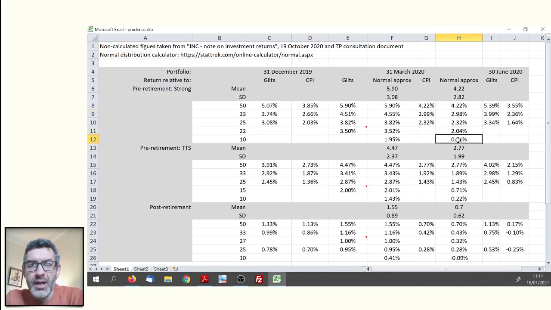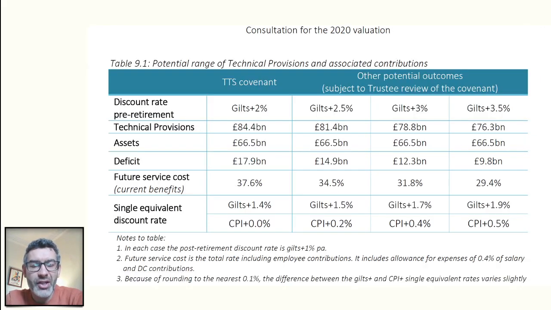Okay, now, the first thing I want to go back to is one of the first things I showed you. Let me get the slide back up, which was on a tending to strong covenant case. USS are saying that the discount rate they're using is equivalent to CPI plus 0% and gilts plus 1.4%. Okay, but in particular, it's equivalent to CPI plus 0%, so no real growth, which is the number that hit a lot of us as extremely prudent.